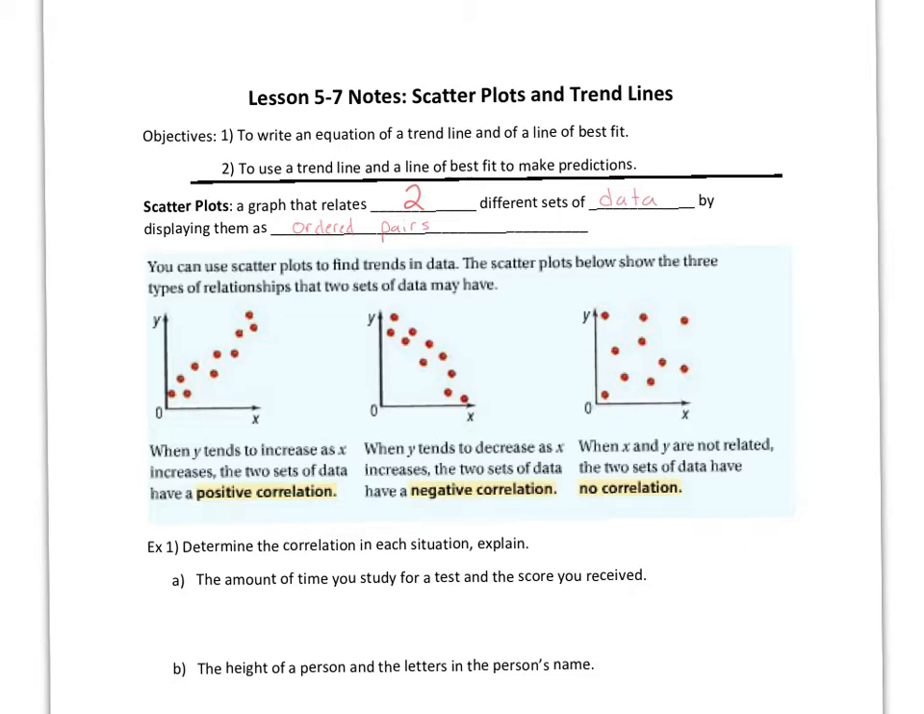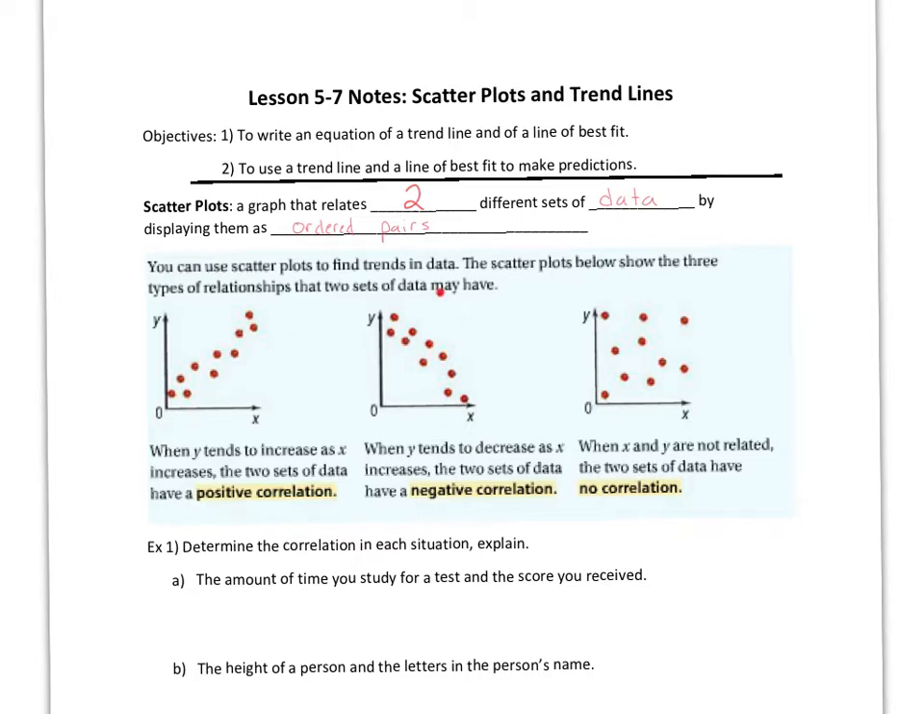Okay? So again, ordered pairs, just coordinate points all over the place, and we've got two different sets of data or two different ideas that we're graphing. And we're trying to figure out, is there a relationship or not? So we have what's called correlation. Correlation is just a fancy way of saying, is there a relationship? So here, when we see a positive correlation, you'll see we've got a set of data that is trending up in a positive manner. So as x goes up, the y's go up.